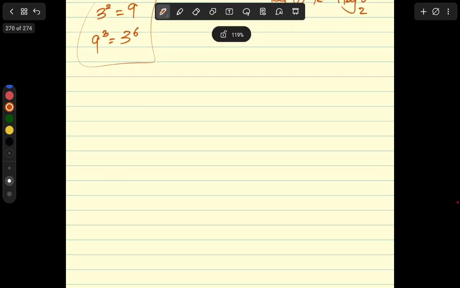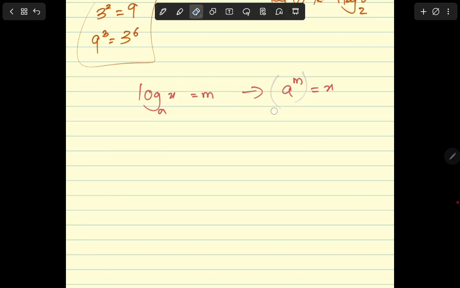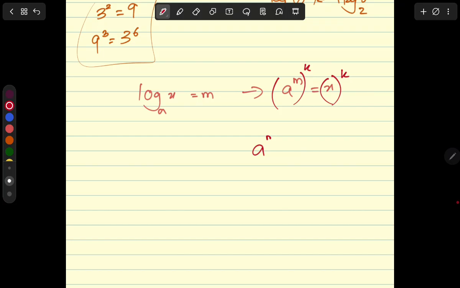Okay, now let's prove it properly. So log of x to the base of a is equal to m, and therefore in exponential form, I can rewrite x as a to the power of m, right? Fair enough. Now, if I raise this a power m to the power of k, I have to do the same thing here as well. So I have a power mk is equal to x power k.